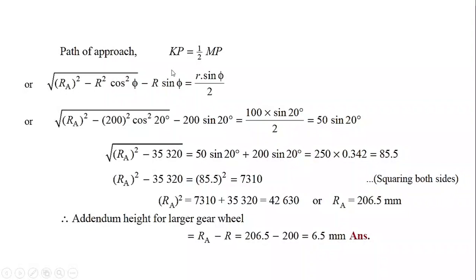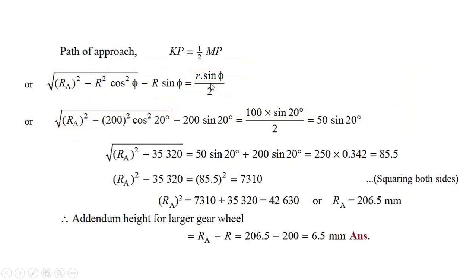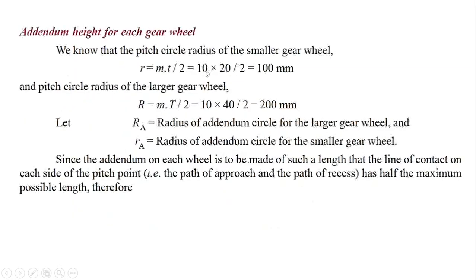Path of approach is equal to half the maximum possible length, as well as length of path of recess. Length of path of recess is equal to Pl, equal to half the maximum possible length. This is for the pinion. Using this relation, you have to find the value of RA. For this, first we have to find the capital R and small r values. Small r equal to m into small t divided by 2. Using this equation we find small r, and capital R is equal to m into T divided by 2.